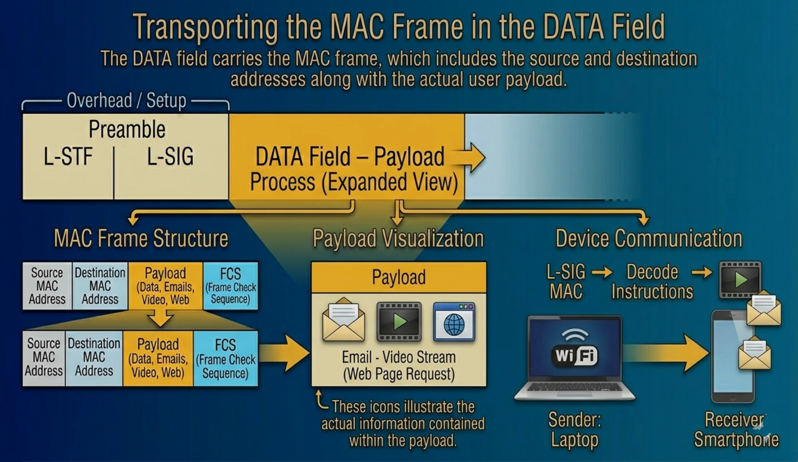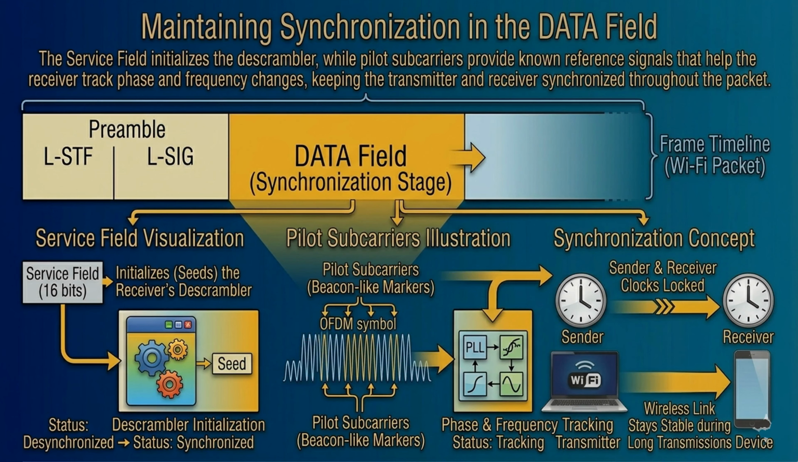Transporting the MAC frame: it carries the source and destination addresses and the actual payload. Maintaining sync: it starts with a service field to seed the descrambler, and uses pilot subcarriers, small beacons of known data, to ensure the transmitter and receiver stay perfectly locked in sync even during long transmissions.